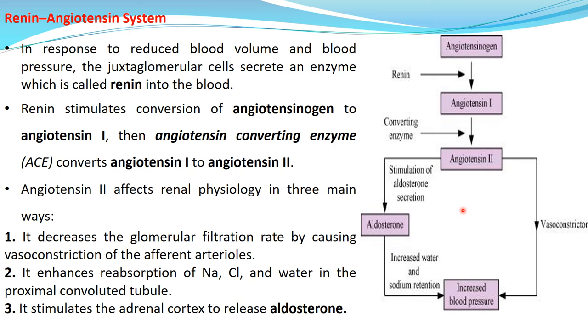Okay, so this second pathway through which angiotensin 2 can act is through stimulation of aldosterone secretion. We will explain the impact of aldosterone later. Aldosterone increases water and sodium retention, so they increase the reabsorption of sodium and water back into the circulatory system.